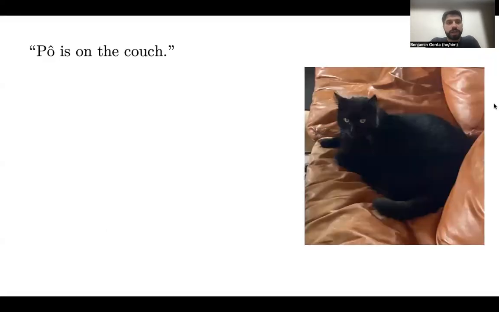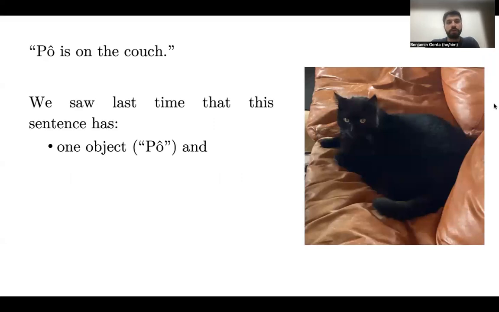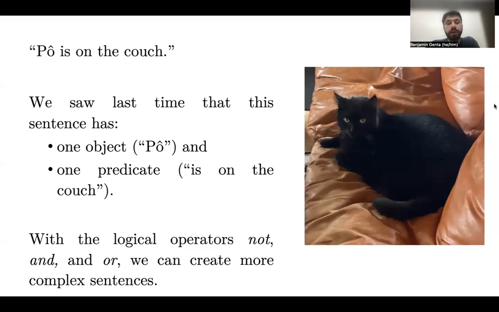So remember the simple statement, Po is on the couch. We saw last time that this sentence has only one object, namely Po, the cat, and one predicate, namely is on the couch. And with the logical operators not and or, we can create more complex sentences.